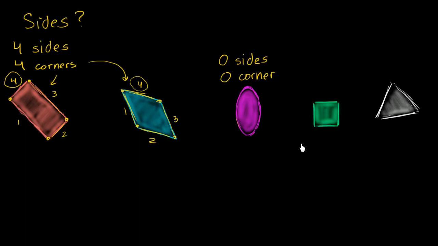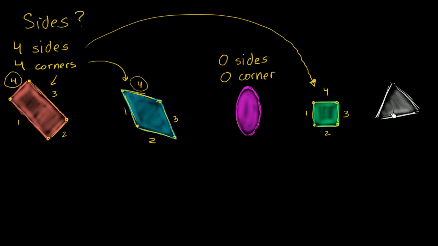What about the green one? Okay, well, let's see. One side, two sides, three sides, and four sides. And it also has one, two, three, four corners. So four sides and four corners is also true of that one there. Do all shapes have four sides and four corners? No, not at all. I mean, well, this one right over here had zero sides and zero corners.